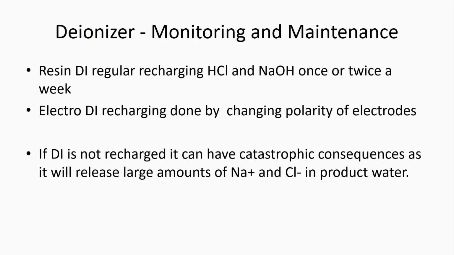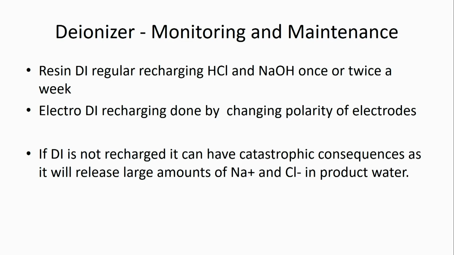The electro DI recharging is done by changing the polarity of electrodes. So while working, these electrodes take up chlorine and sodium from the water in negative and positive electrodes respectively. And when we are recharging them, we just have to change the polarity of electrodes. So whatever chlorine and sodium they have taken up will be spent in the water now. And this water after recharging should be drained off. So that's how recharging of the electro DI is done.